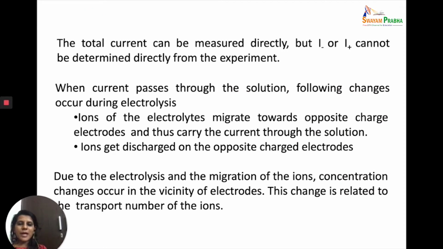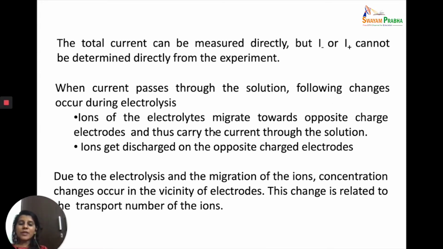But before we do that, let's recall some of the points about electrolysis. The total current can be measured directly, but we cannot measure the value of I minus or I plus directly from the experiment. That is, we cannot measure the current carried just by the anion or just by the cation. We are able to measure the sum I minus plus I plus, but we cannot find the individual values of I minus or I plus. When the current is passed through the solution, the following changes occur during the electrolysis.